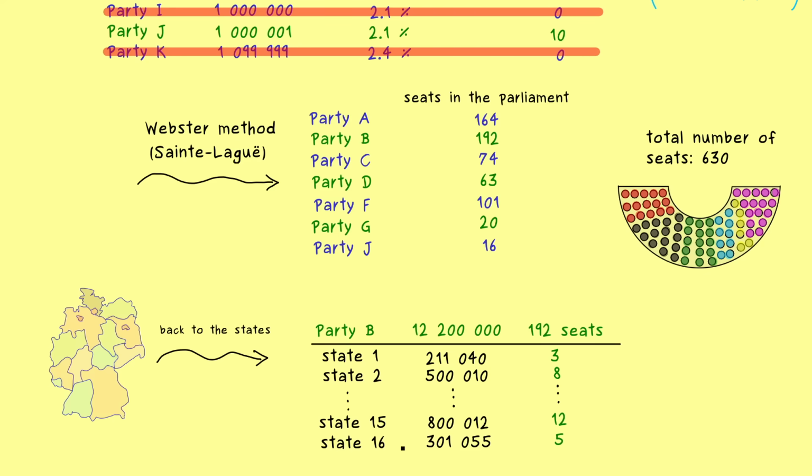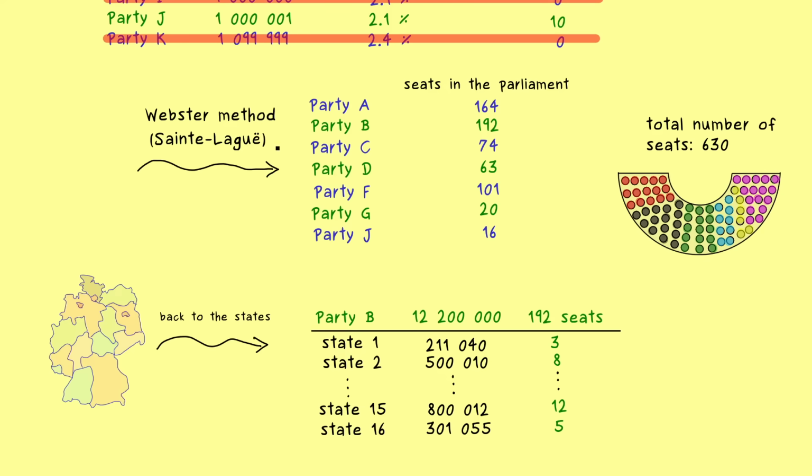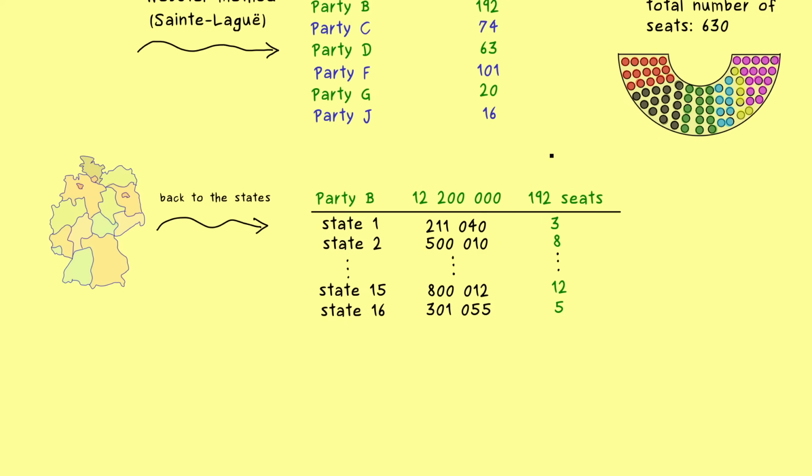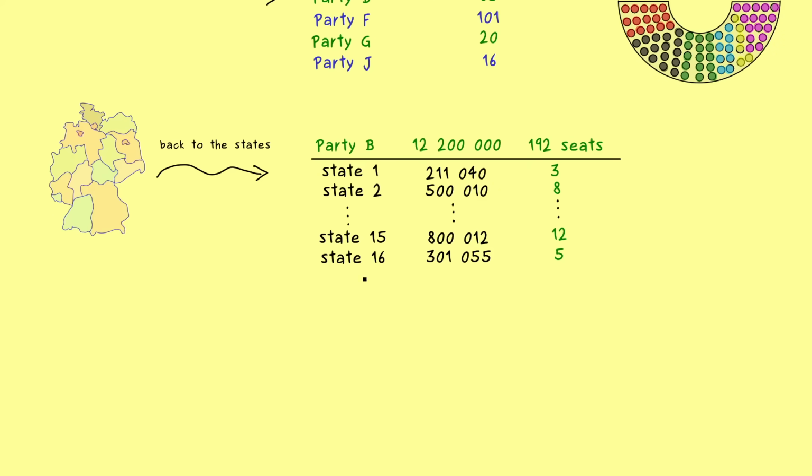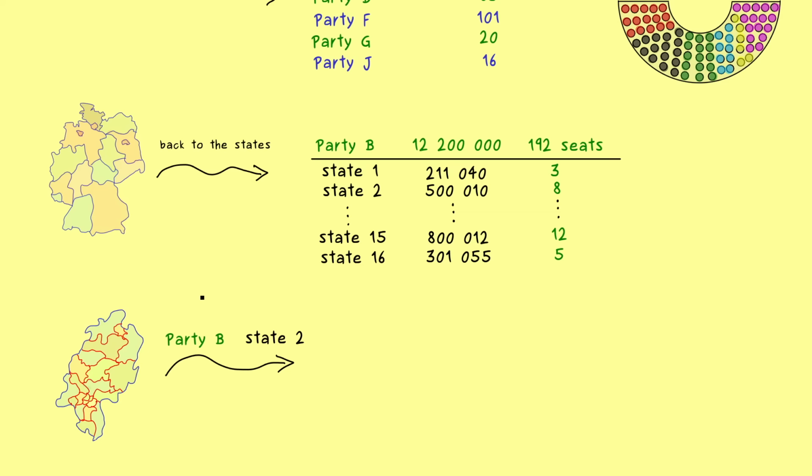But please note, this calculation has to be done for each party in the list. And after that, we are able to fill in the seats with people. And the best way to see that is to look at an example. So let's say we have party B in our state 2. And now we know this party in the state gets exactly 8 seats.